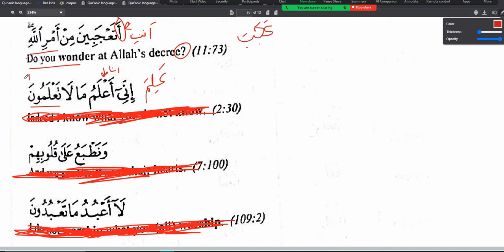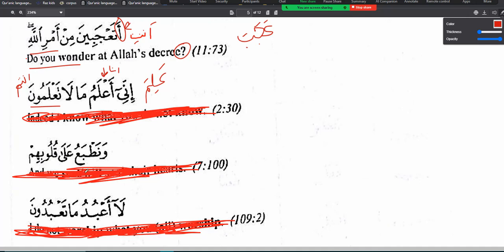Okay, it's antum ta'lamuna. Now try to translate this. Inni, what is inni? Indeed I. Indeed I, very good. A'lamu, I know. This is present tense, very good. Ma, what? Not you all know. Very good. You do not. Not. What you do not know. Very good. Indeed, I know what you all do not know.